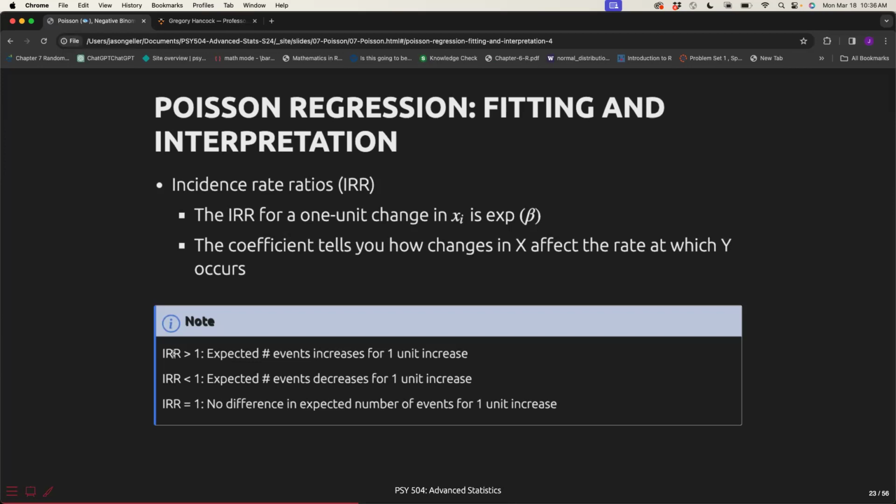If the IRR is greater than 1, then the expected number of events increases for a 1 unit increase. If the IRR is less than 1, then the expected number of events decreases. And if the IRR is 1, there's no difference in the expected number of events for a 1 unit increase.